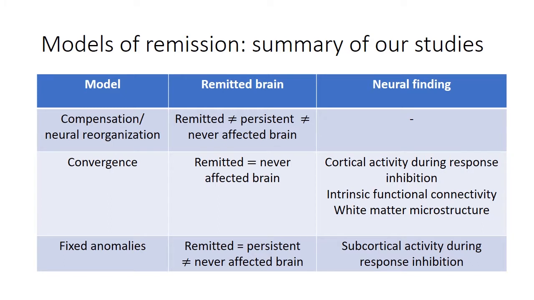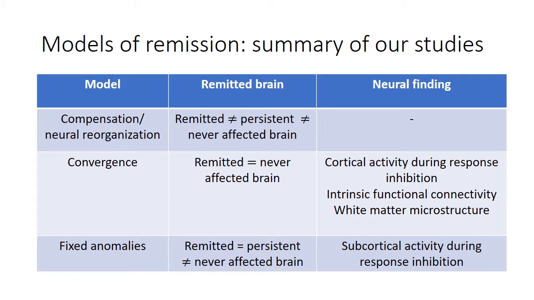So how can I summarize this work? Well, overall, we didn't find much evidence of neural reorganization. For example, we didn't find that the remitters recruited brain regions during response inhibition that weren't seen in the never affected. We did find that the remitters frequently resembled the never affected group, compatible with the convergence model.